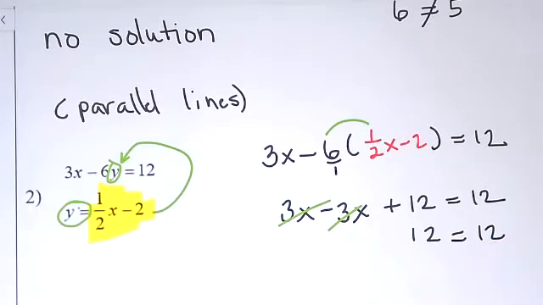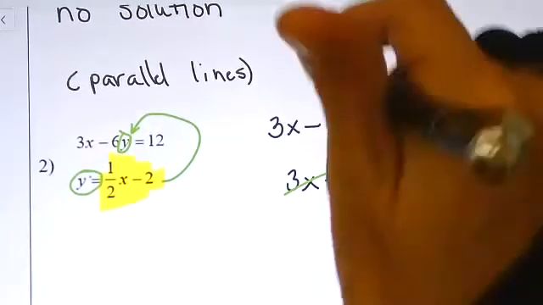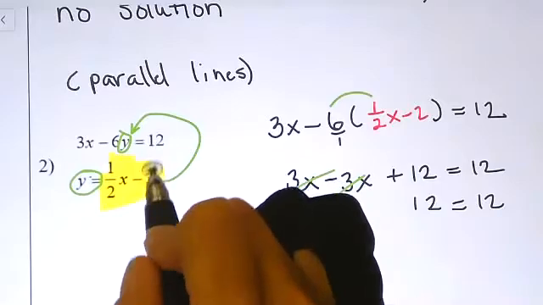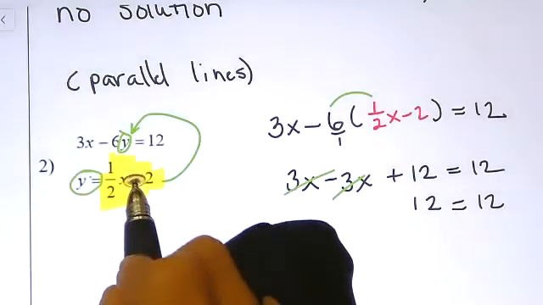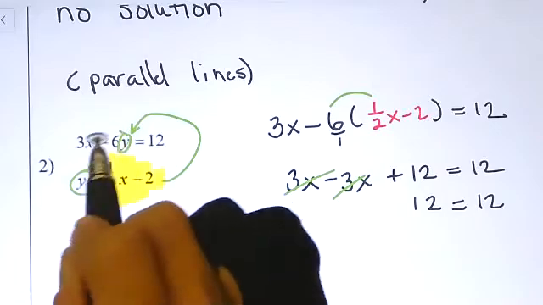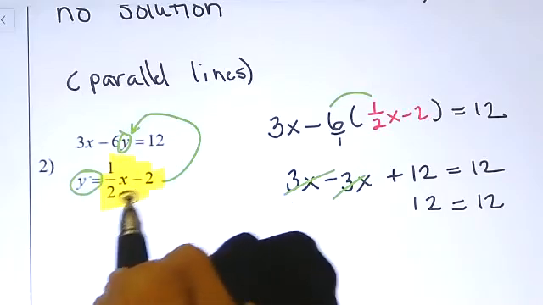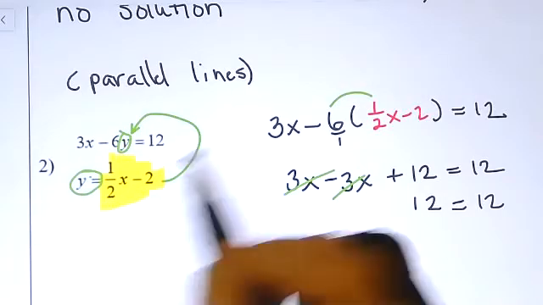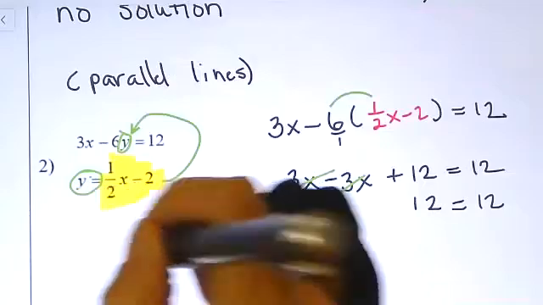Yep. So that means there are infinitely many solutions. These two are the same line. This equation is the same equation as that. It's just written in a different form. If you took this top equation and changed it into slope-intercept form, you would get the exact same equation. These are the same line.